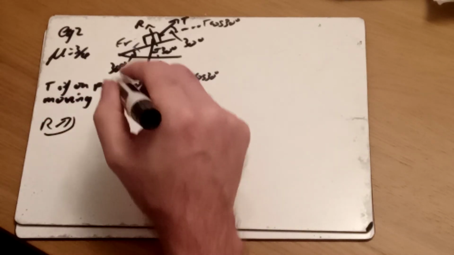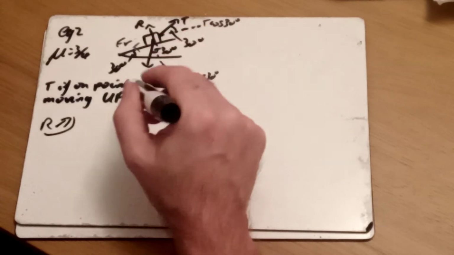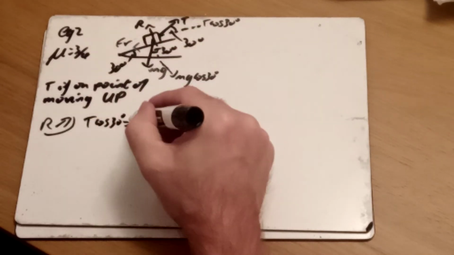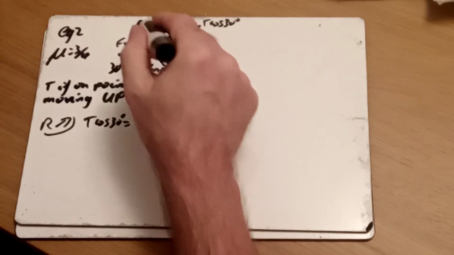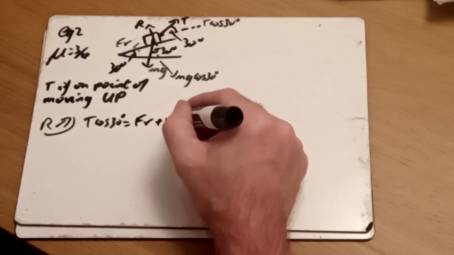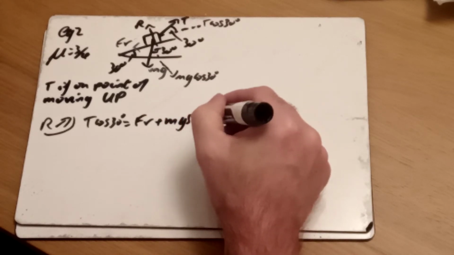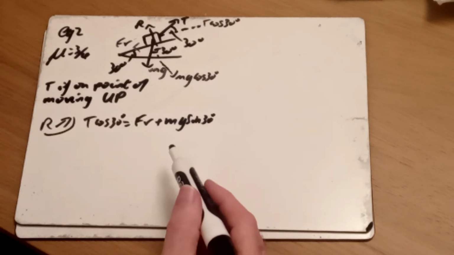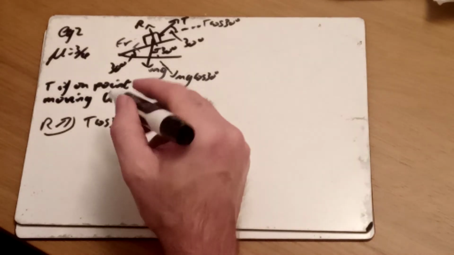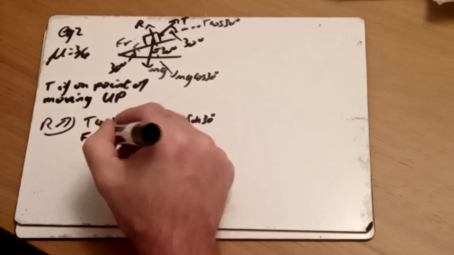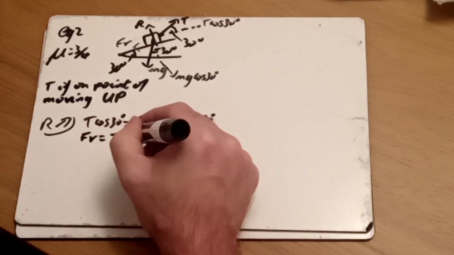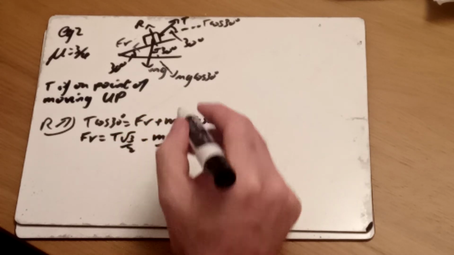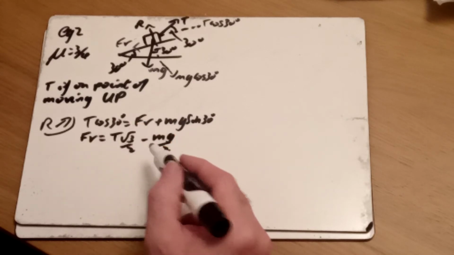So let's have a look what I've got then. It might be a bit of a mess, this. Up the plane I've got T cos 30. Down the plane I've got friction plus the weight component. Well, if that weight component is mg cos 30, this is mg sine 30. I'm going to use the fact 30 is a standard angle. I know cos is root 3 over 2 and sine is a half. I'll rearrange to get friction equals T root 3 over 2 minus mg over 2. I'm using the fact that sine 30 is a half and cos 30 is root 3 over 2.